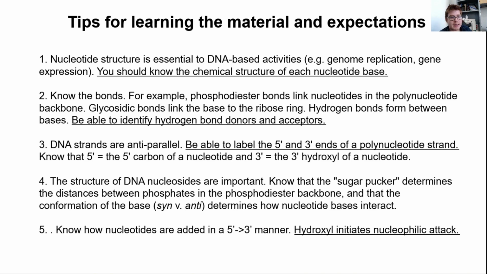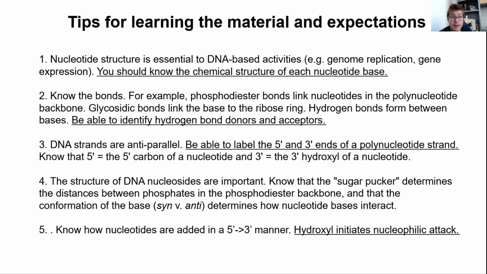And so things that I think you really should be able to do from this lecture is you really need to know the chemical structure of each nucleotide base. And like I said, there's a companion video where I walk you through how I would internalize that information if that's helpful for you. You need to know the types of bonds that a nucleotide is built up of. So, for example, phosphodiester bonds connecting the different monomers together in the nucleic acid polymer, and glycosidic bonds which connect the nucleobases to the sugar.